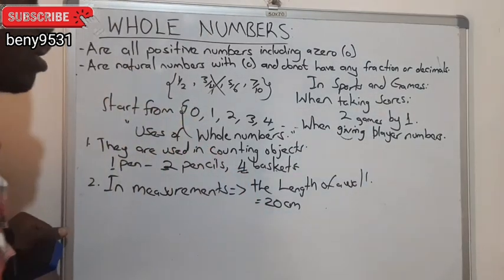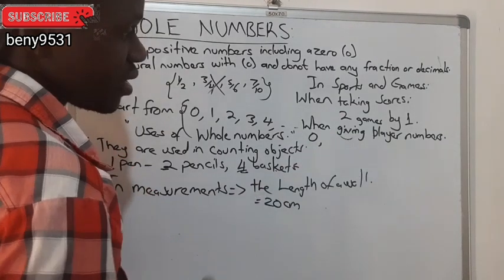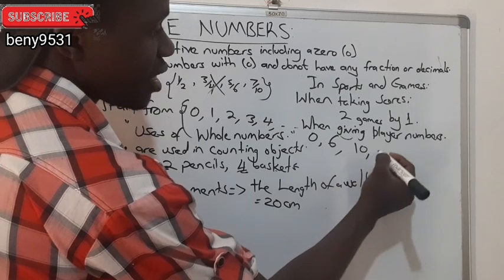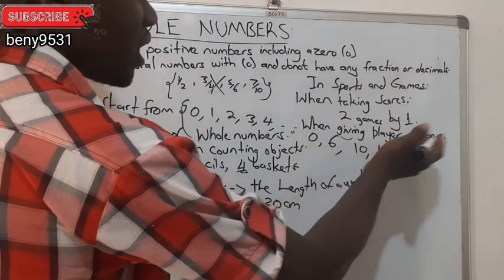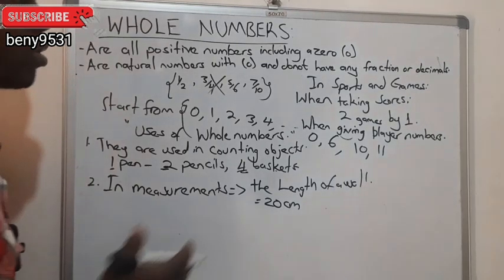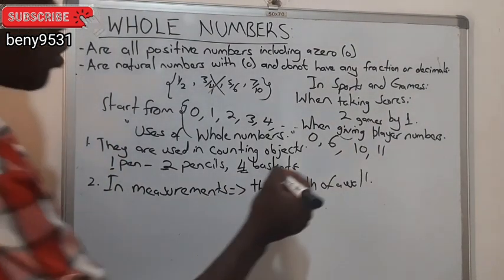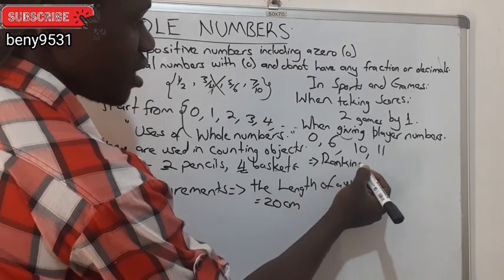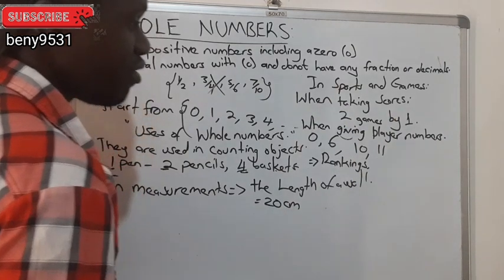For instance, a goalkeeper can be given a number like 0. A midfielder can be given a number like 6, 10, 11, and so on and so forth. So they are used when giving player numbers. All these are used in sports. Also whole numbers are used when taking rankings, how teams have performed. So you're ranking the teams in their performance.